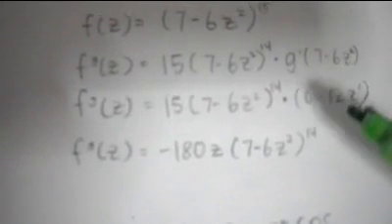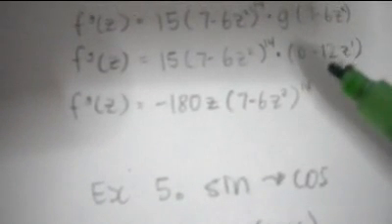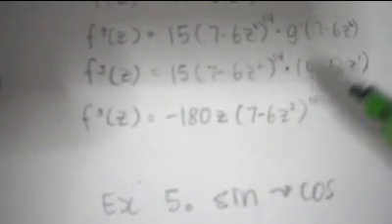Now the derivative is given by 15 times 7 minus 6z squared to the power of 14 times the derivative of the inside. 7 doesn't have any exponent, so its derivative is 0, minus 2 times 6, 12z to the power of 1. And the final result is negative 180z times 7 minus 6z squared to the power of 14, since it's negative 12 times 15z.